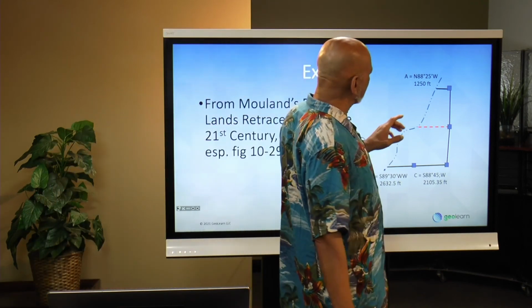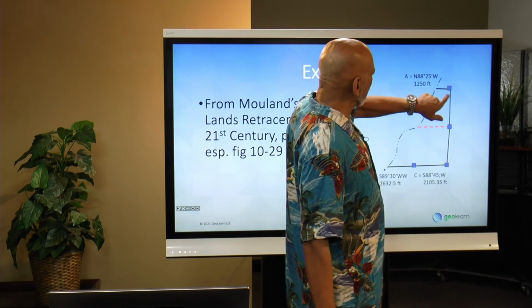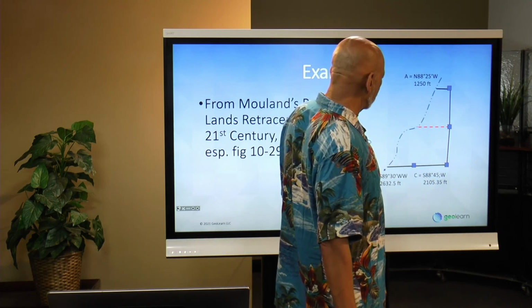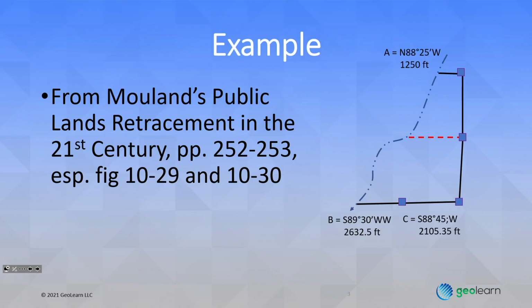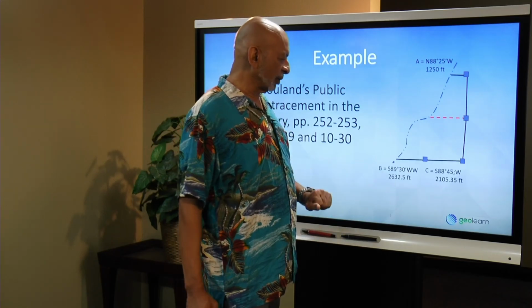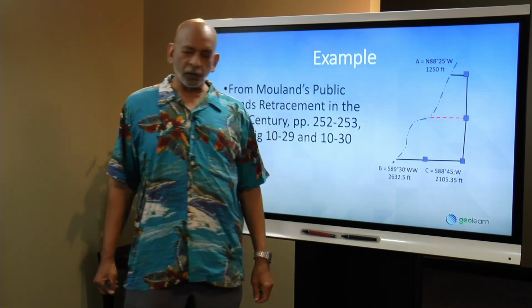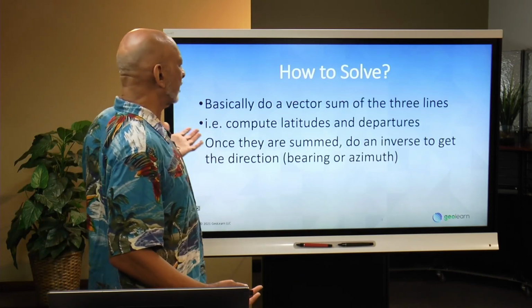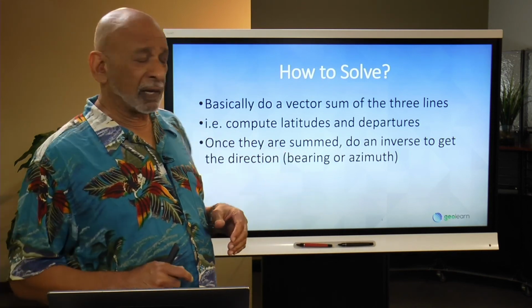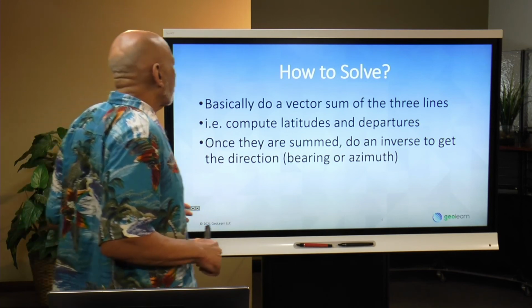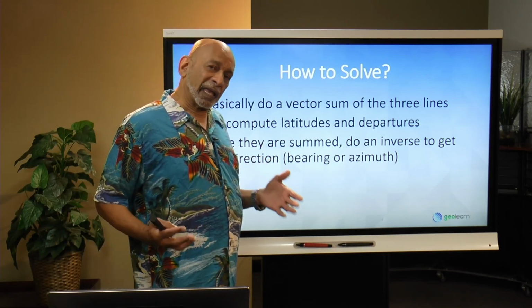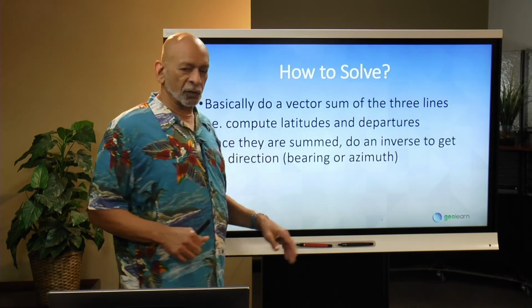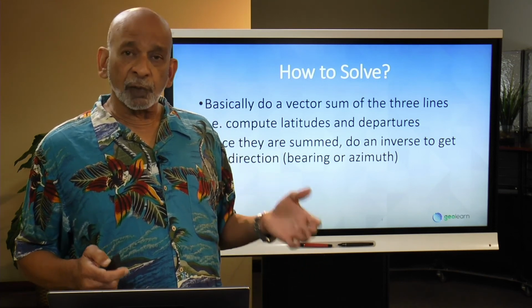The GLO notes, or BLM notes, depending on when this was done, show north 88°25' west, 1250 feet, south 88°45' west, 2105.35 feet, and south 89°30' west, that's just one west, that's a typo on my part, 2632.5 feet. So what do you do? What I say is basically you do a vector sum of the three lines, and you might go, what? I've got to go back and learn vector algebra? No, what it means is what you always have done, but you might not be used to doing it by hand. In a traverse computation, you compute the latitudes and departures of the lines, and then you sum them and do an inverse to get the direction of the line, which would be the weighted mean bearing.